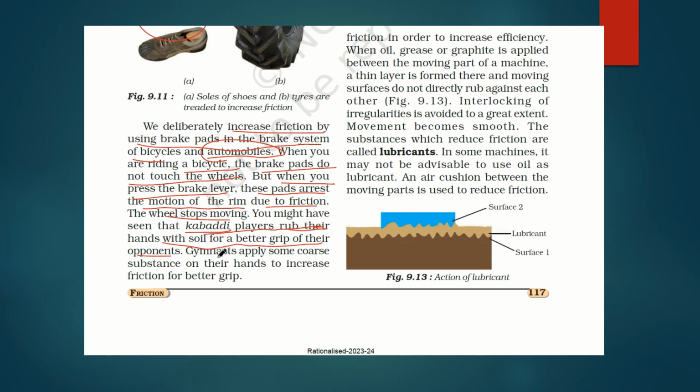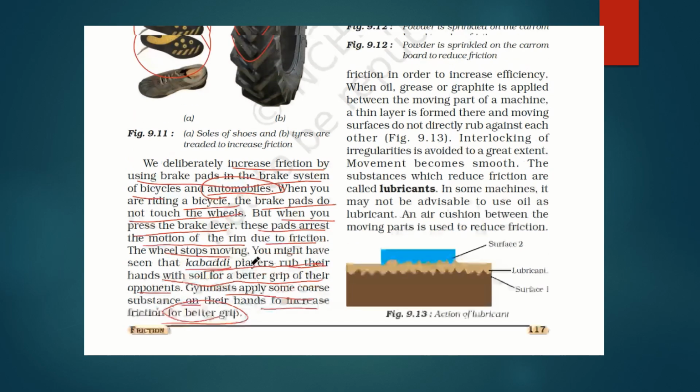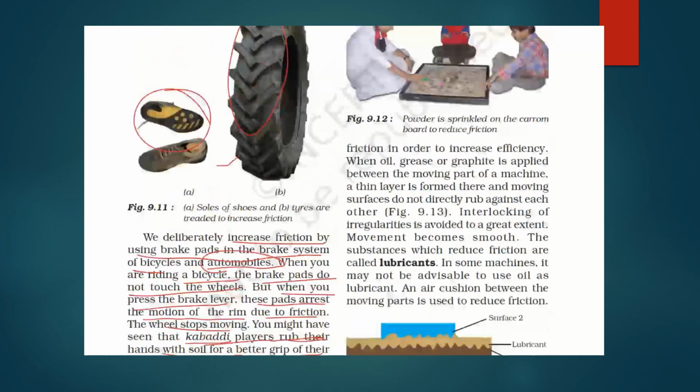Okay, the gymnasts also apply some coarse substance on their hands to increase the friction. So this is how we can increase the friction. Gymnasts are applying something on their hands. We are wearing shoes with proper grippers. We are using tires with treads and all. So this is how we can increase the friction, right?